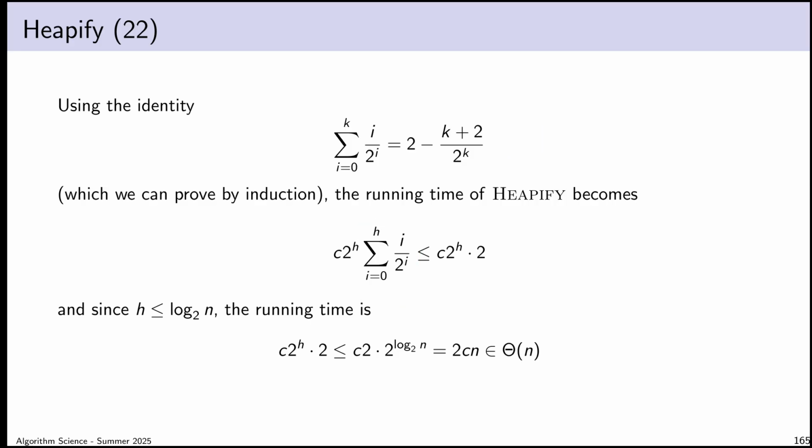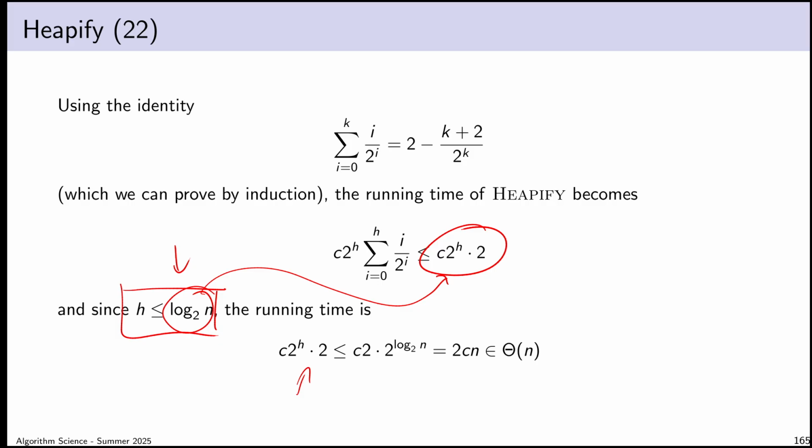So therefore, I can reduce my running time down to c times 2 to the h, all times 2. And then I plug in, because I know in my heap that the full height after all n elements are inserted is at most log n. So I just plug that upper bound for h into this expression, and c times 2 to the h times 2 is c times 2 to the log n times 2, which is just 2 times cn. And that means that Heapify is linear time.